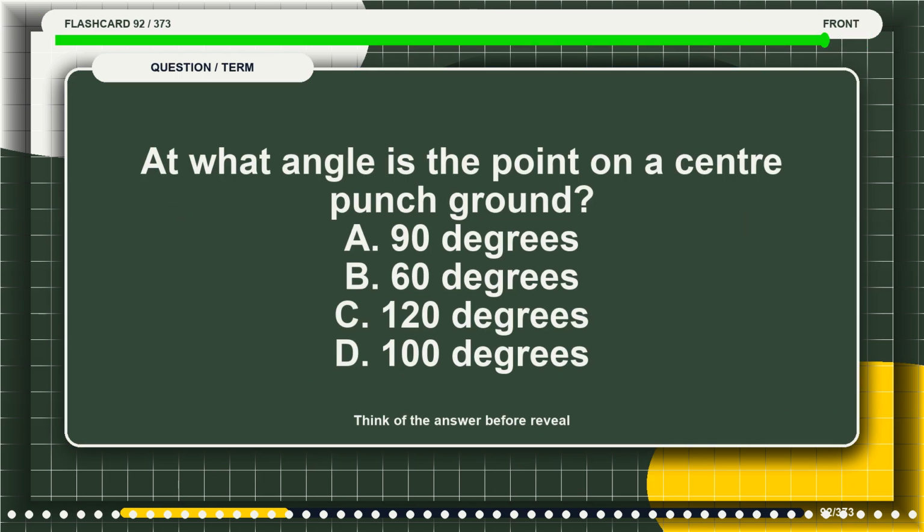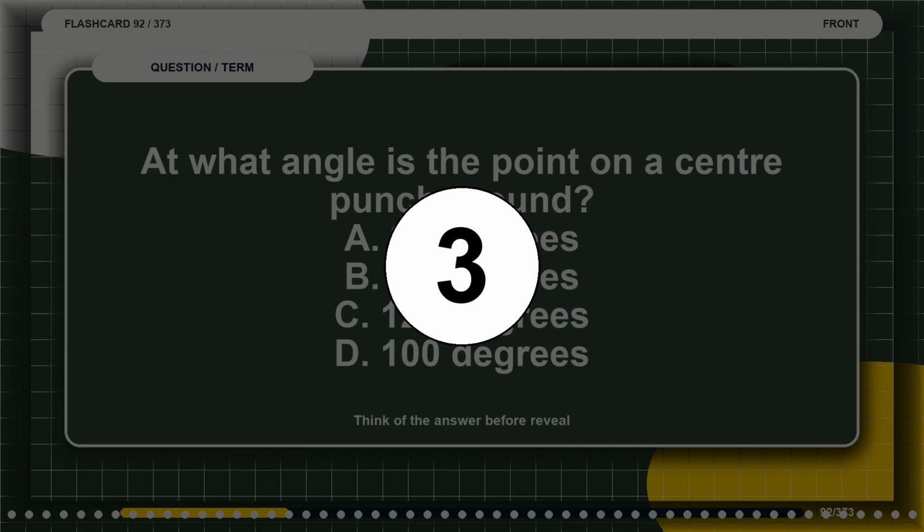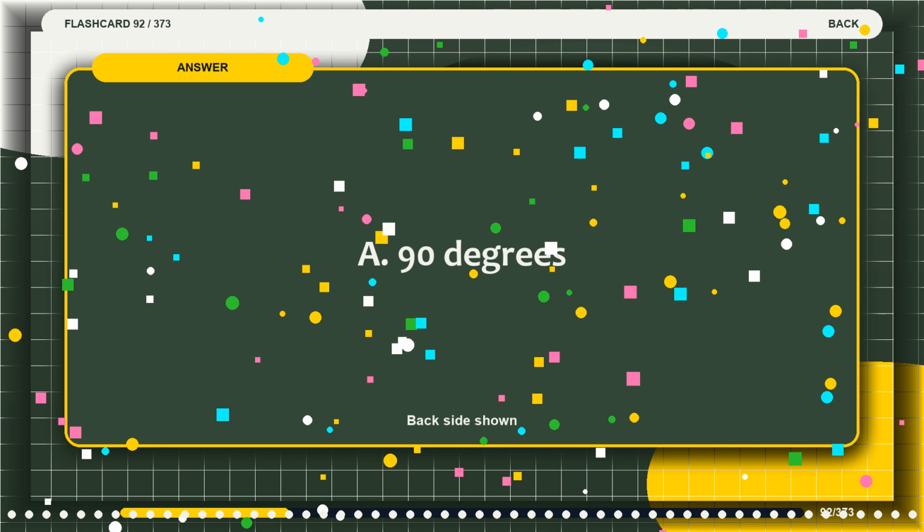Flashcard 92. At what angle is the point on a center punch ground? A. 90 degrees B. 60 degrees C. 120 degrees D. 100 degrees. Think of the answer before the reveal. The answer is A. 90 degrees.